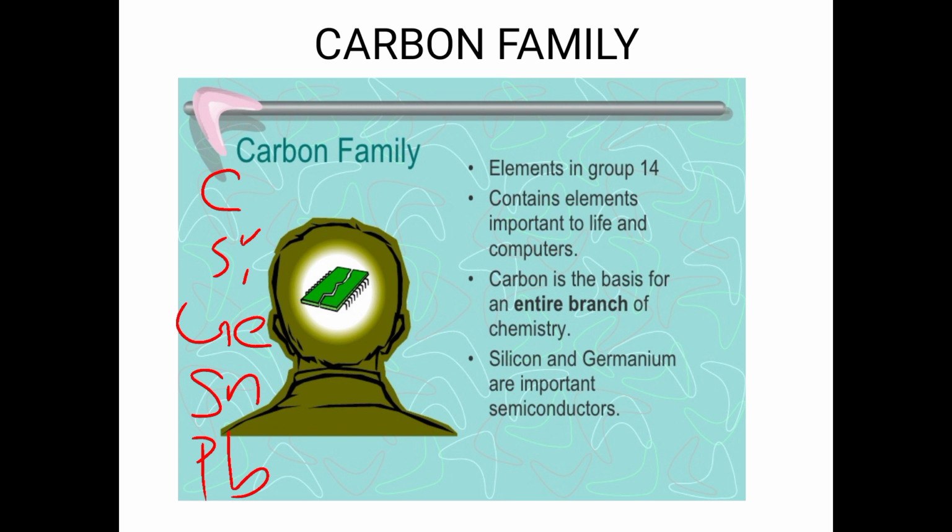And we know carbon is the basis of an entire branch of chemistry. What is that branch? Organic chemistry. And we know they are very important to our daily life and the life of computers. Silicon and germanium are important semiconductors. We'll see the carbon family in depth.